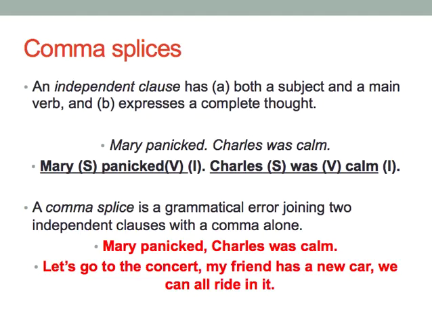Two examples of independent clauses that are also complete simple sentences are Mary panicked, period, and Charles was calm. Those are both independent clauses, and they are both complete simple sentences. Mary is the subject, panicked is the verb, Charles is the subject, was is the verb, calm is a subject complement, completes the thought. Both are independent clauses.